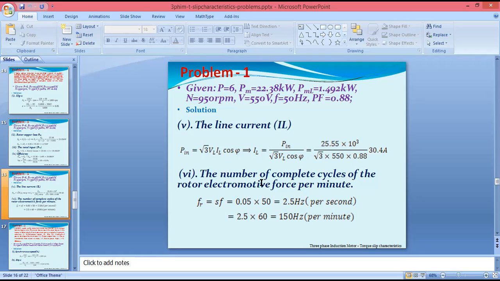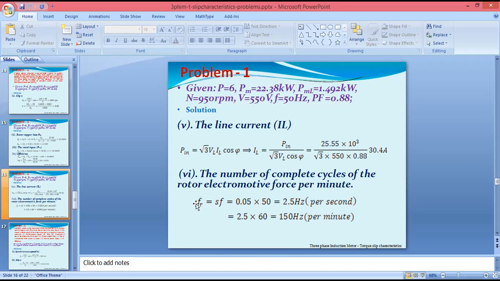It is nothing but you are supposed to find the rate, the number of cycles completed per minute. It means you are supposed to find the rate. R equal to S into F, or you can take FR equal to SF. You are supposed to understand the meaning of the terms we are using.